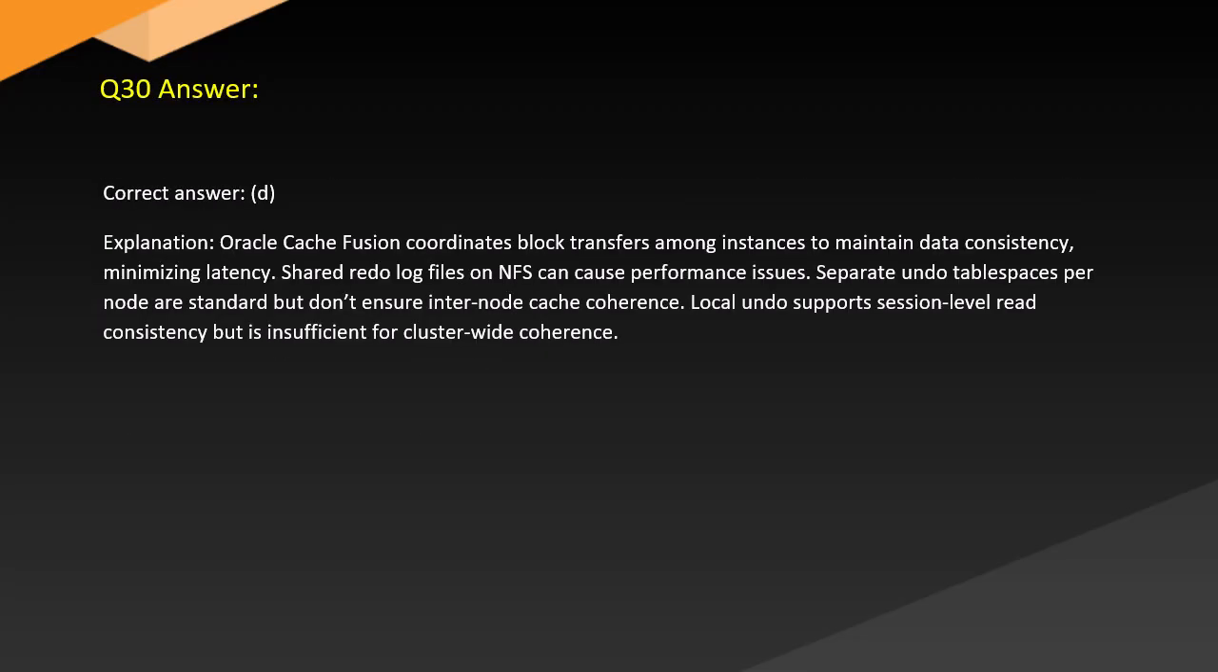Answer. Correct answer: A. Explanation. Oracle Cache Fusion coordinates block transfers among instances to maintain data consistency, minimizing latency. Shared redo log files on NFS can cause performance issues. Separate undo tablespaces per node are standard but don't ensure inter-node cache coherence. Local undo supports session-level read consistency but is insufficient for cluster-wide coherence.